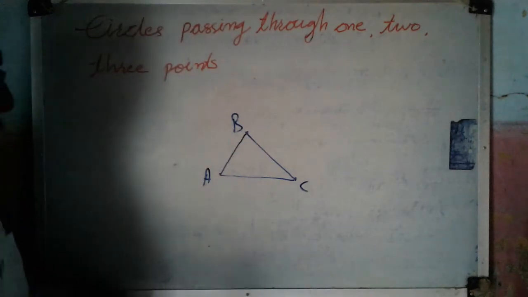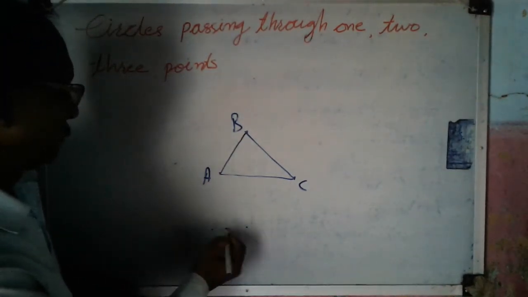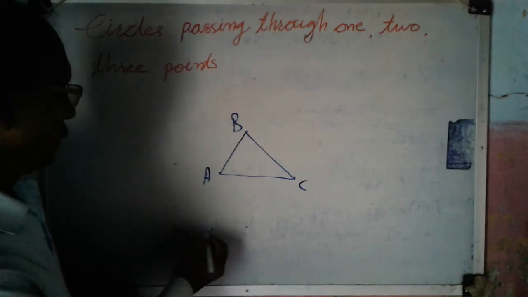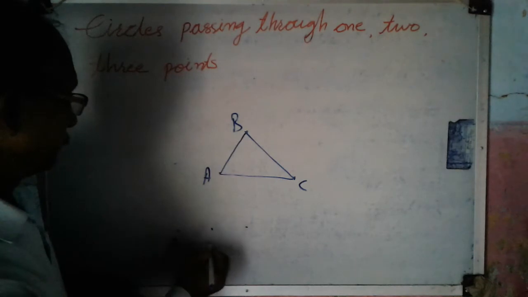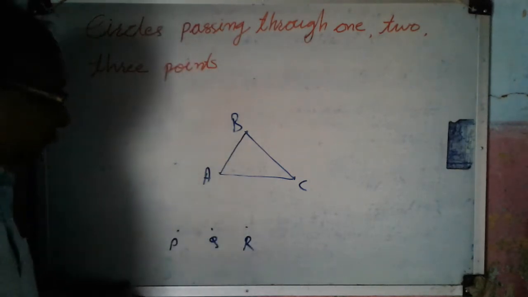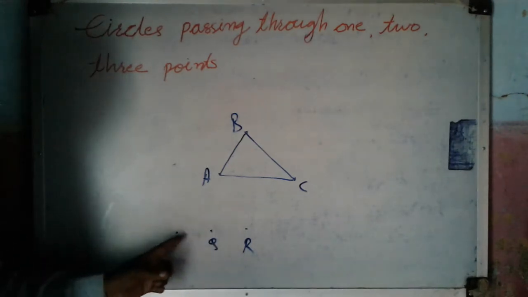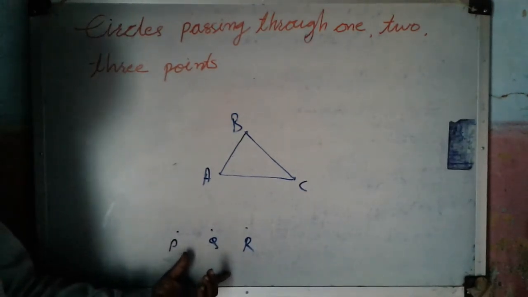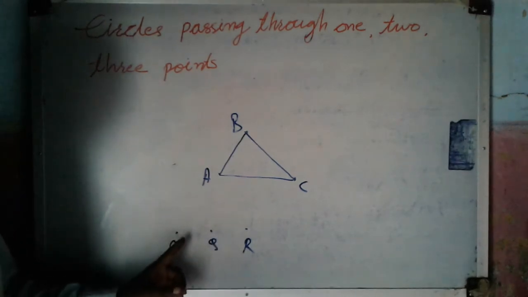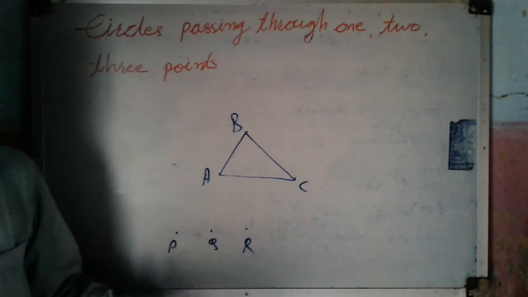Now if the points are collinear, can you draw a circle passing through these 3 points? Obviously no, we cannot draw a circle passing through 3 collinear points.